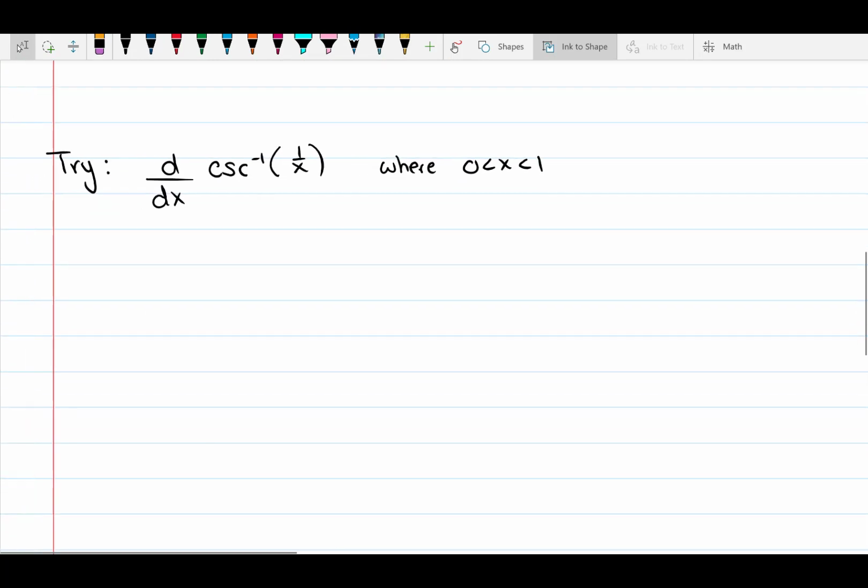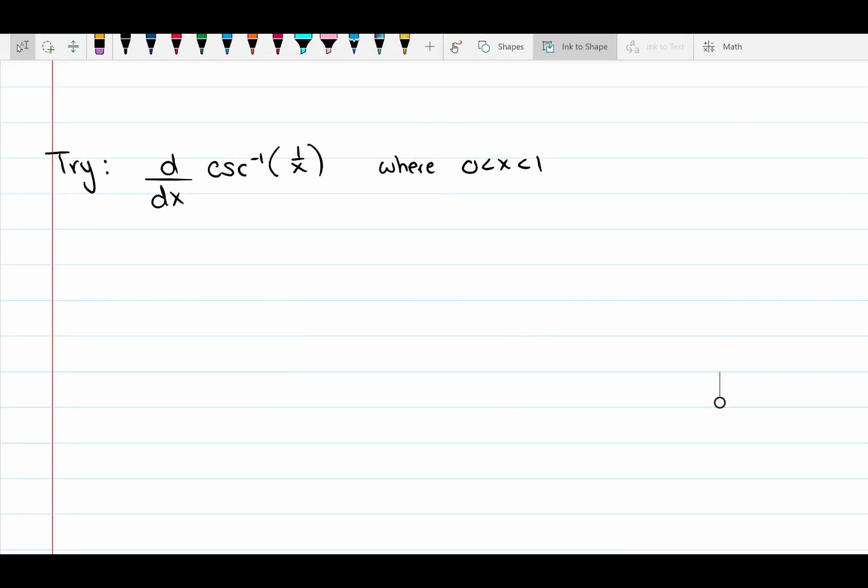Alright. So I want you guys to try this one on your own. Take the derivative of cosecant inverse of 1 over x where x is between 0 and 1. So again, the derivative of cosecant inverse where x is between 0 and 1.